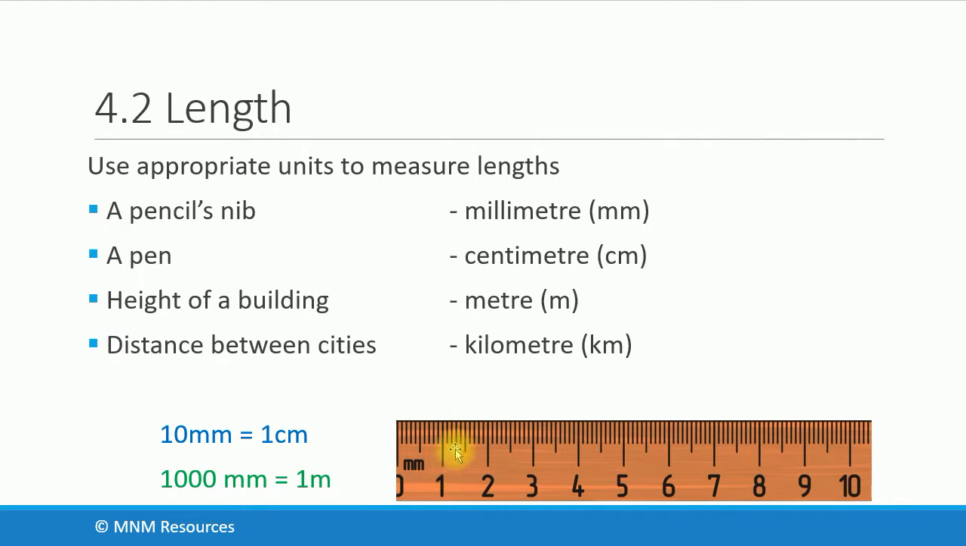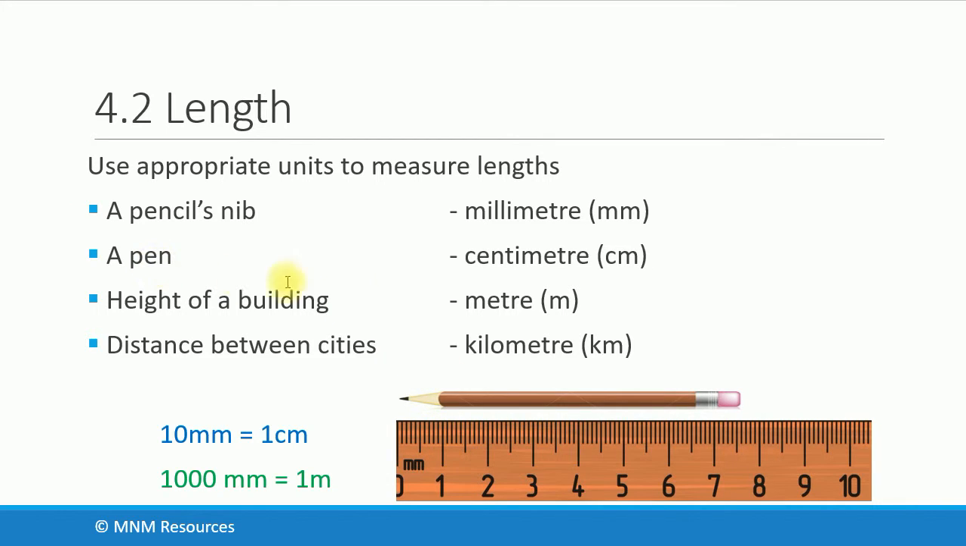Just to show you a picture, you can see this is all in centimeters. It's a small ruler, 10 centimeter ruler, and the smaller lines are in millimeter. 10 of these millimeters is equal to 1 centimeter. So something as very small as a pen's nib should be measured in millimeters.